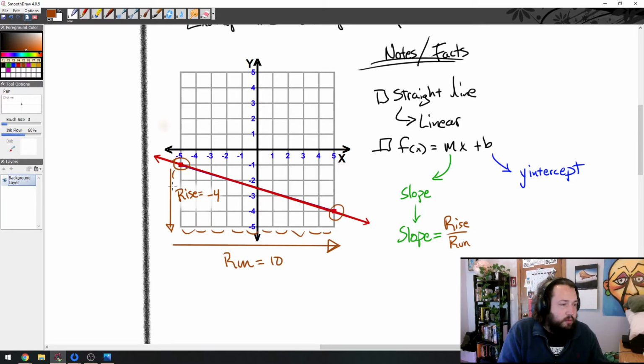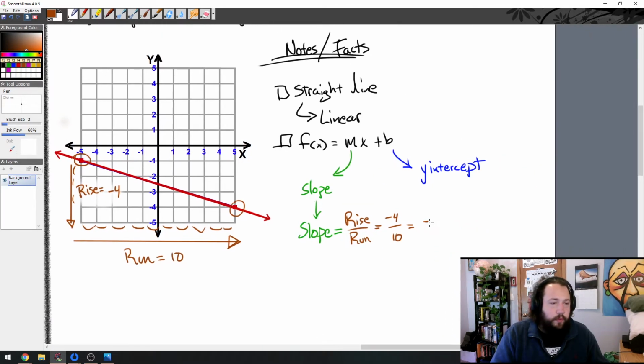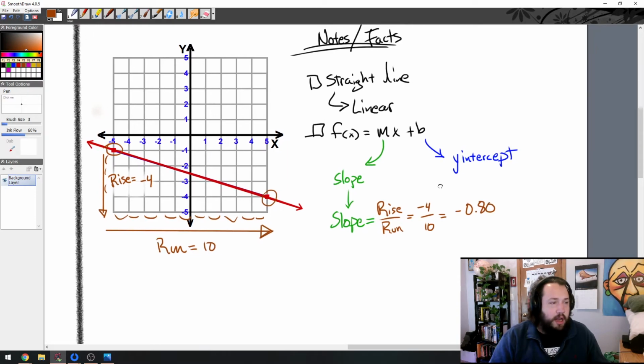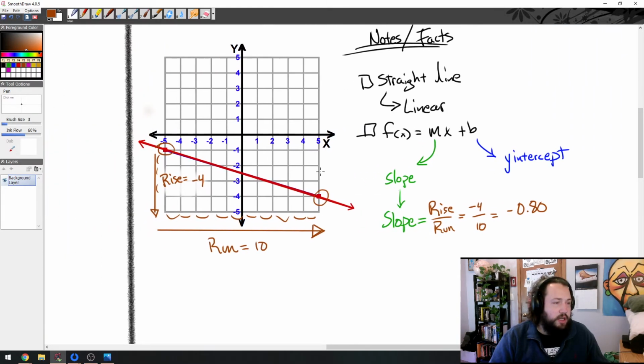And here my rise was 1, 2, 3, 4. Okay. So my run is 10, my rise is negative 4, so I'd say negative 4 over 10. In other words, to put this in decimal format as well, that would be negative 0.80 if I wanted to just add a bunch of decimals there. Now my y-intercept should be noticed for its spot right here. This is the y-intercept. Let me clear a spot for me to write that.